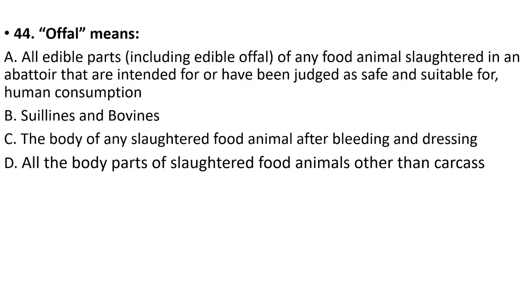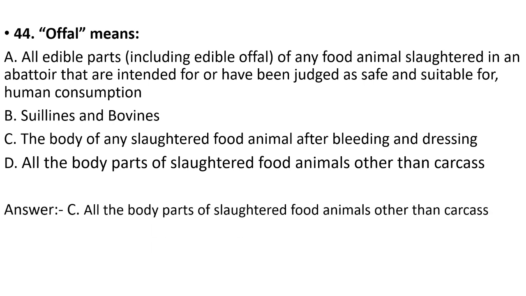44. Offal means: all edible parts including offal of any food animal slaughtered in an abattoir that are intended for or have been judged as safe and suitable for human consumption; suillines and bovines; the body of any slaughtered food animal after bleeding and dressing; or the body parts of slaughtered food animals other than carcass. Your answer is option C, all the body parts of slaughtered food animals other than carcass.